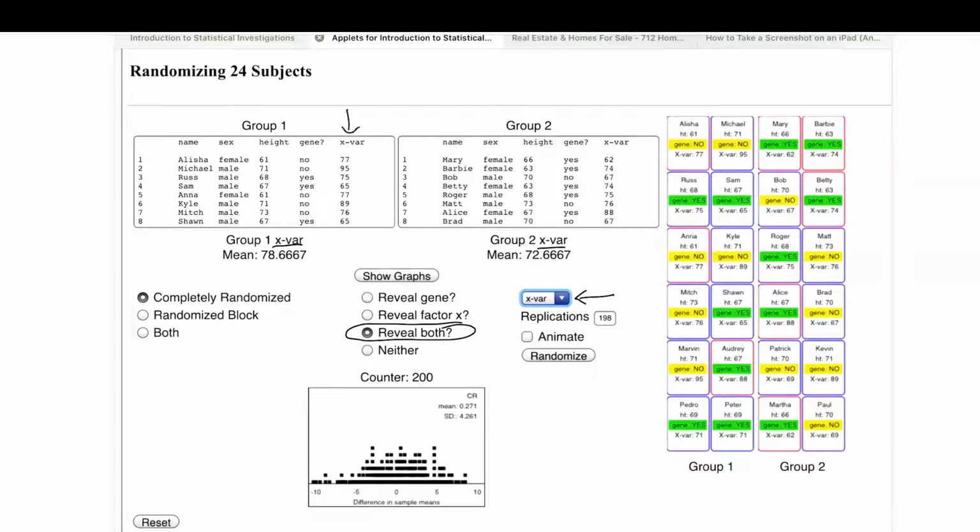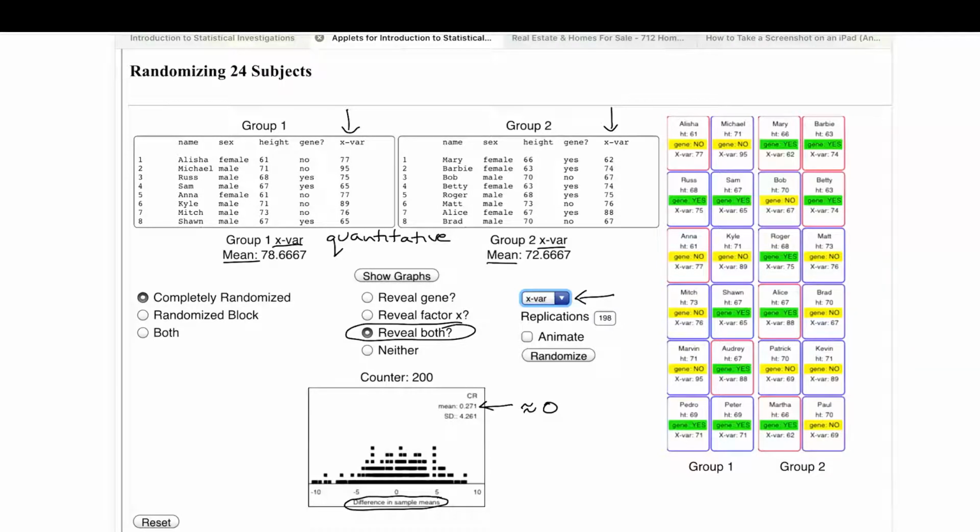So this X variable now is quantitative, right? You can see the values of it in each group and on each card. This is quantitative. So the way that I summarize that is by taking a mean. So I'm finding the mean X variable value in each group and then again finding the difference in means each time. So on this graph are 200 dots from 200 differences calculated from a replication of shuffle and deal, calculate the average of the x variable values in each group and then find their difference.